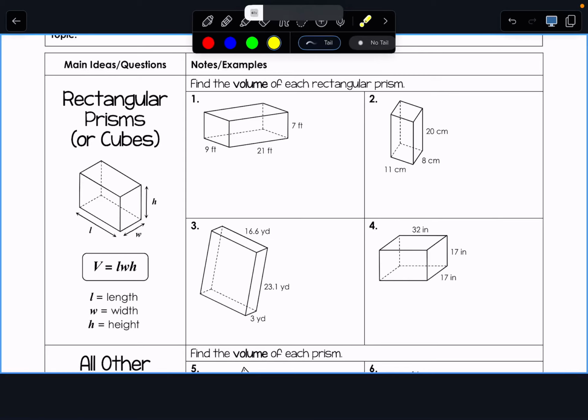Okay, so you'll notice that on pages 4 and 5, there are prisms and cylinders. Today, we're going to focus on the volume of prisms. Tomorrow, we're going to focus on the volume of cylinders. Please send one person to get calculators if you haven't already done so.